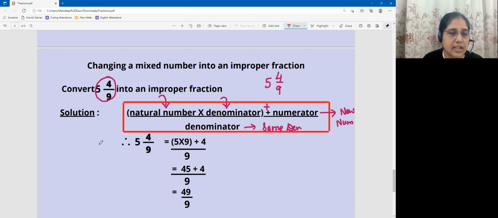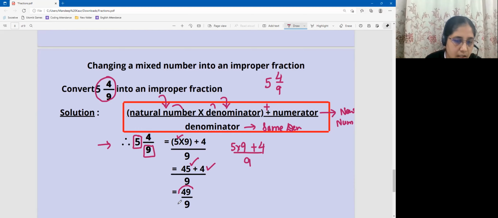Right? So let's take an example. Let's say 5 4/9, right? So let's see how we are going to convert this mixed fraction into an improper fraction. So here, what is the denominator? 9. So we're going to write 9 down. Then what is the natural number? 5. And to change it into an improper fraction, we are multiplying the natural number by the denominator. So we are going to multiply 5 × 9, plus the numerator. 5 × 9 gives us 45. Then we are adding the numerator 4. Then we get the improper fraction, converting mixed into improper, as 49/9. This is how we convert a mixed number or mixed fraction into an improper fraction.